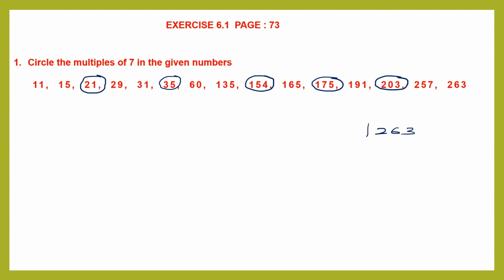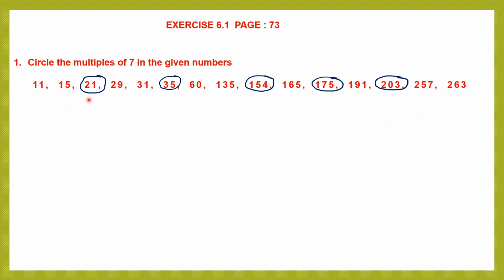263 divided by 7. Let's take 26. 7 threes are 21. Minus, 6 minus 1 is 5. Bring down the next number, 53. 7 sevens are 49. Now subtract. Here when you subtract, you get 13 minus 9, which is 4. Again, the remainder is not 0. So 263 is not a multiple of 7.